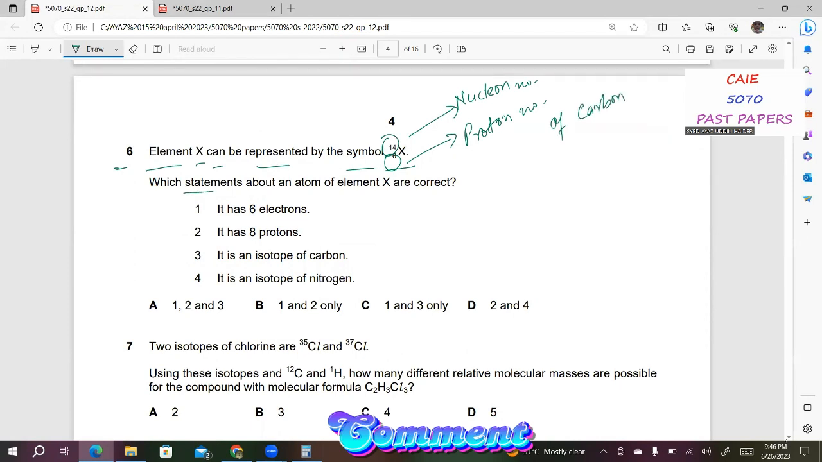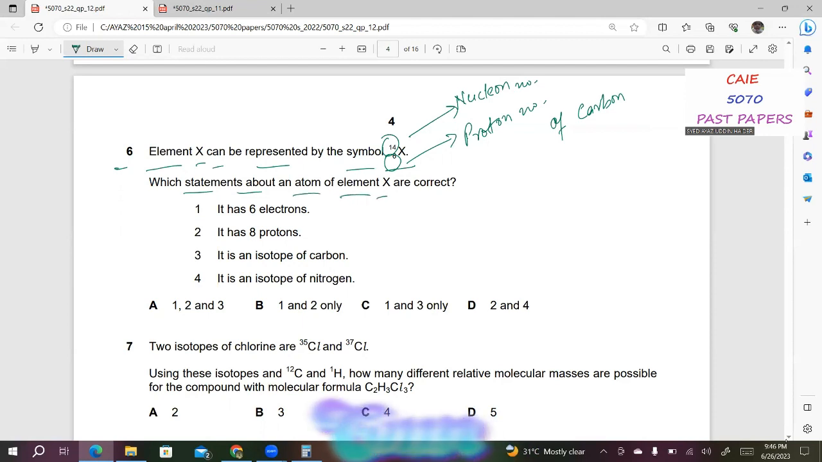Which statements about an atom of element X are correct? Number 1, it has 6 electrons. Yes, it must have 6 electrons. Proton number 6 means, and the particle does not carry any charge, so it must have 6 electrons. Number 2, it has 8 protons. This is wrong because proton number is 6, it does not have 8 protons. 2 is wrong.